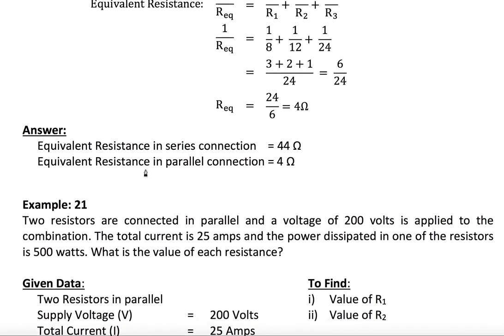Two resistors are connected in parallel and a voltage of 200 volts is applied to the combination. The total current is 25 amps and the power dissipated in one of the resistors is 500 watt. What is the value of each resistance? Come again. Two resistors connected in parallel and a voltage of 200 volts applied to the combination. The total current is 25 amps and the power dissipated in one of the resistors is 500 watt. What is the value of each resistance?